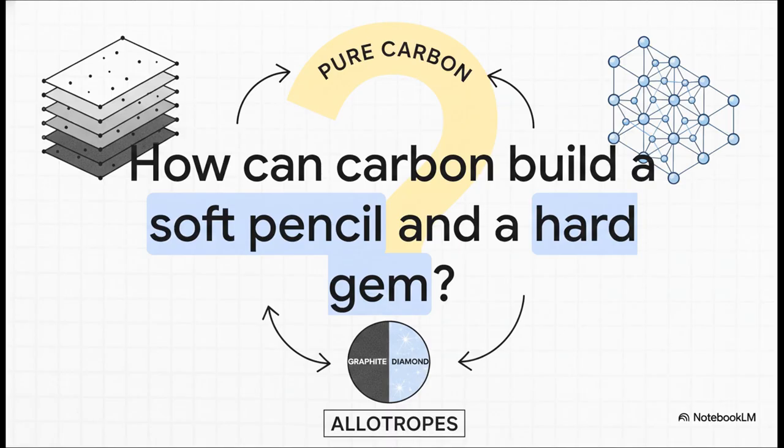Okay, let's dive into this, because it's a fantastic question. I mean, really think about it. On one hand, you've got graphite, so soft it literally leaves a trail on paper. And on the other, you have diamond, so tough it can cut through pretty much anything. Both of them are pure carbon. So what on earth is going on? Well, the answer comes down to one single crucial word: allotropes.